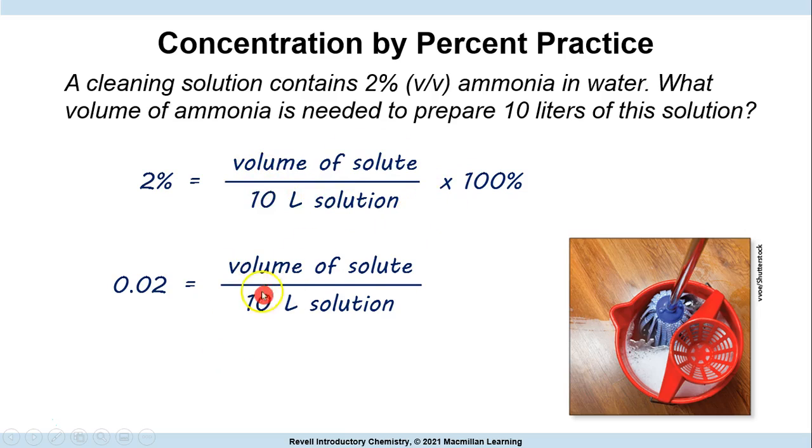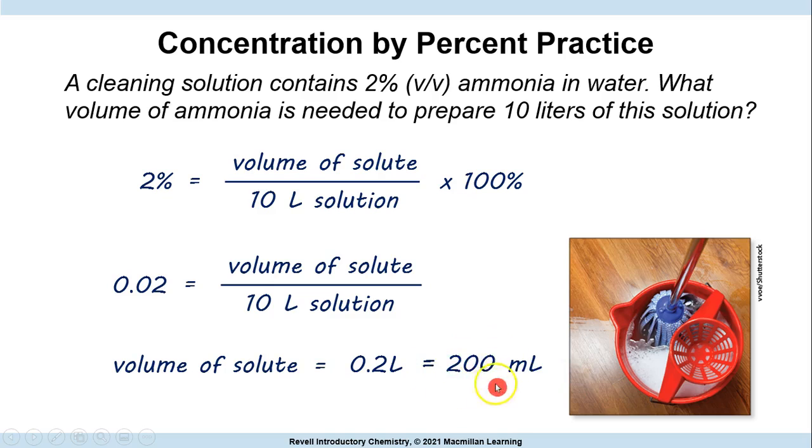So to calculate the volume of solute here, we are going to multiply 0.02 by 10, and that gives us a volume of 0.2 liters, which is also equivalent to 200 milliliters. So you will need 200 milliliters of ammonia to prepare 10 liters of the solution.